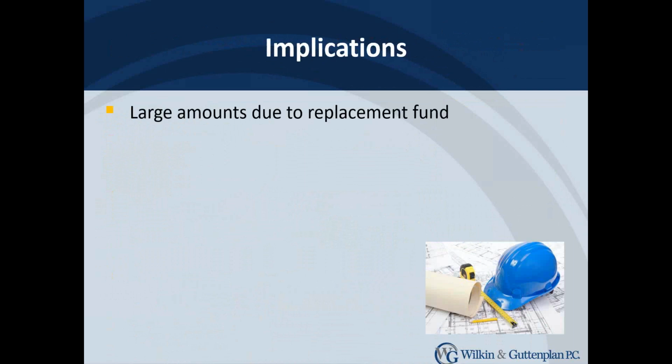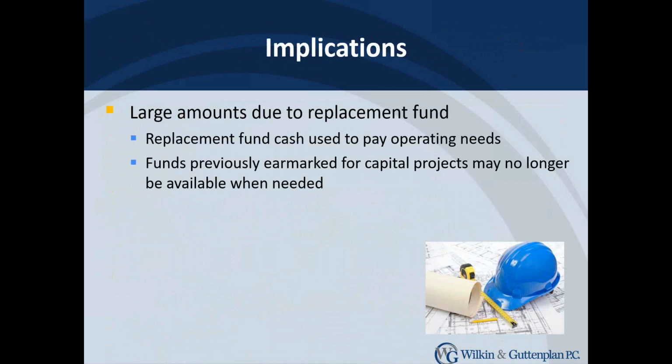So, some of the implications, like I mentioned before. When we're doing our annual audit, if we see these large interfunds, these are the things that might concern us, or some of the red flags that we might raise when we see them. With respect to a large amount due to the replacement fund, right off the bat, I might think that there are maybe some deficit issues in the operating fund. Maybe the operating fund is running at a deficit.